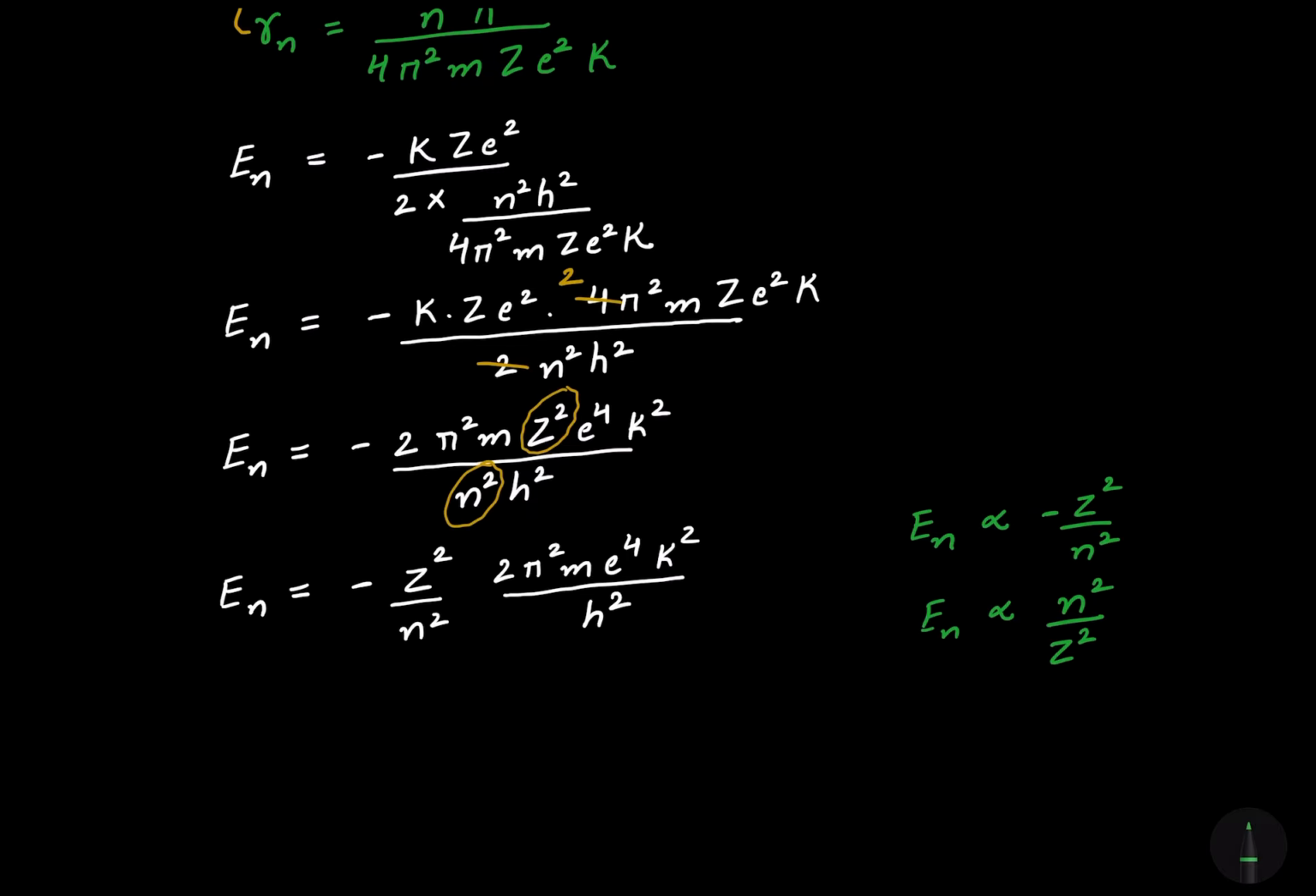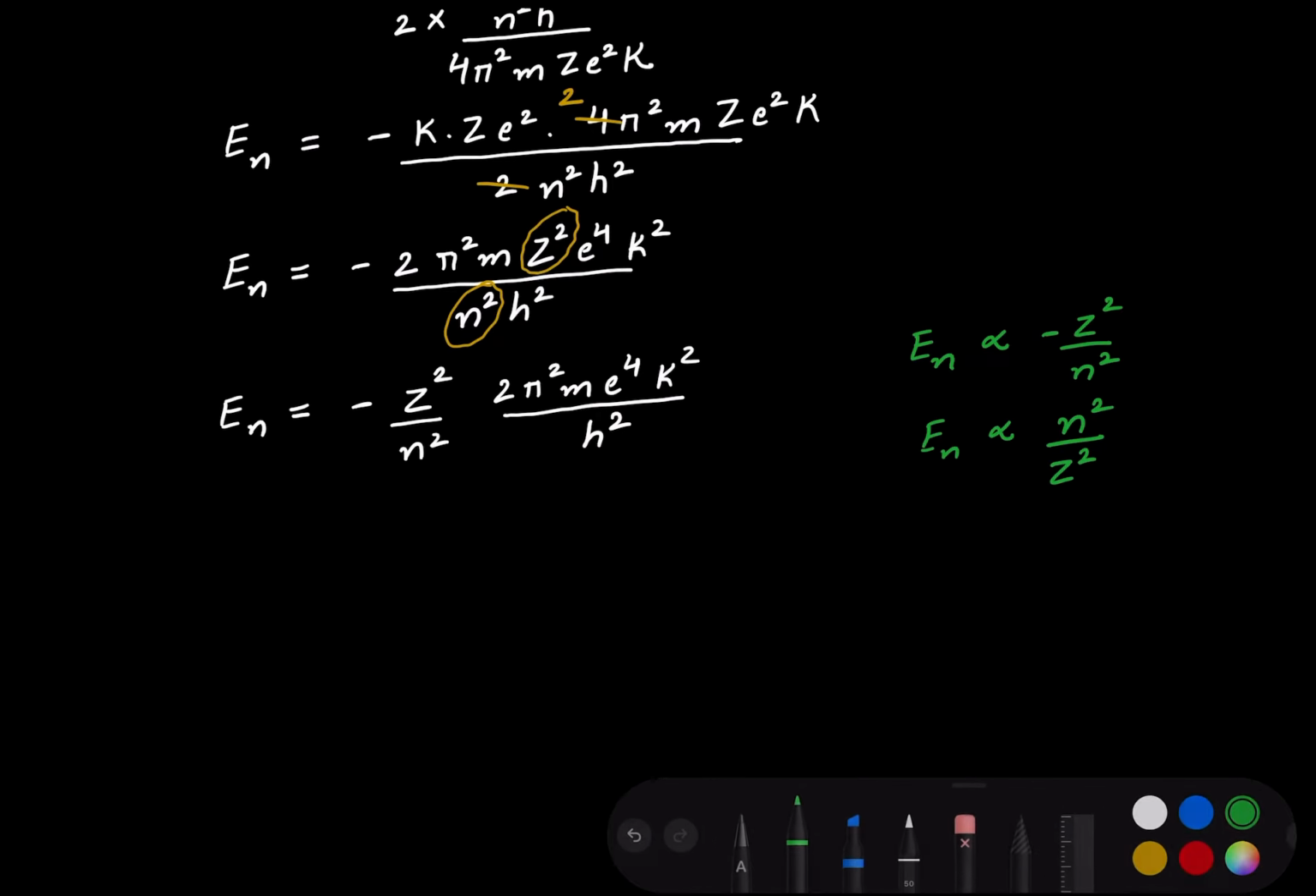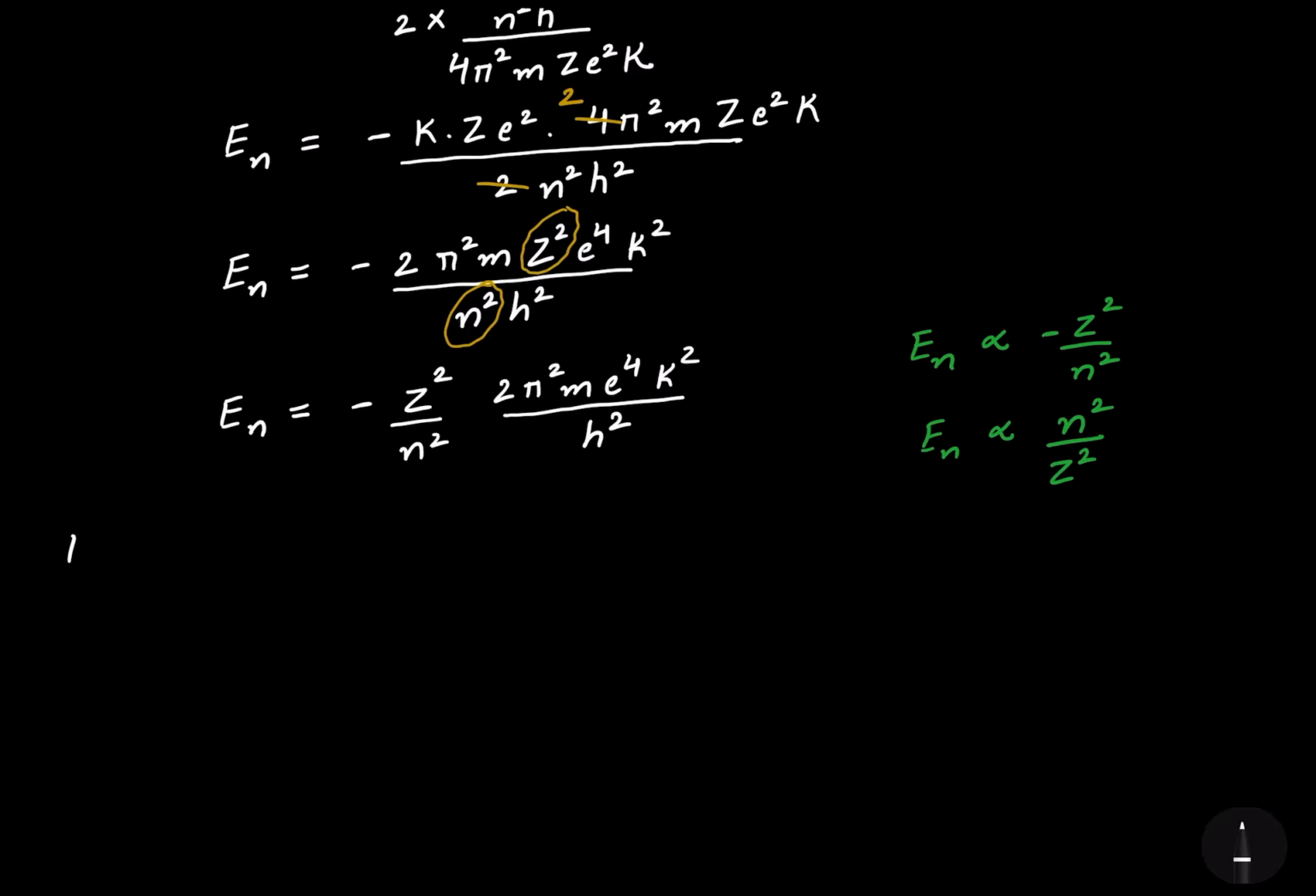As the orbit number increases, the electron gets farther away from the nucleus and its energy increases. On the other hand, if Z, the atomic number, increases, the number of protons in the nucleus increases, the attractive forces between the nucleus and electron will increase, thereby decreasing the total energy of the electron. Now I'm substituting the values of all the constants over here. So energy of nth orbit comes out to be minus Z square divided by n square.